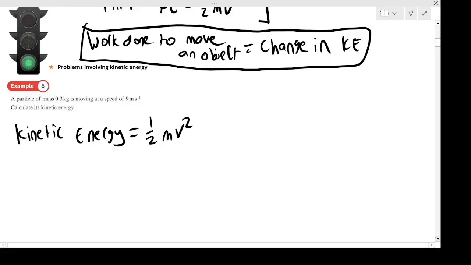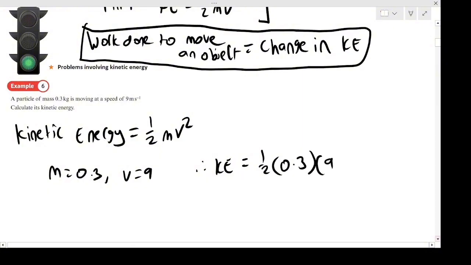Again, m the mass, v the speed we're dealing with. In this case, our m, our mass, is 0.3, and our v, our speed, is 9. So the kinetic energy of the particle is half of 0.3 for m, and then 9 squared for v. Simply put that in the calculator. We get 12.15, and that's joules because it's an energy. And so there we are.